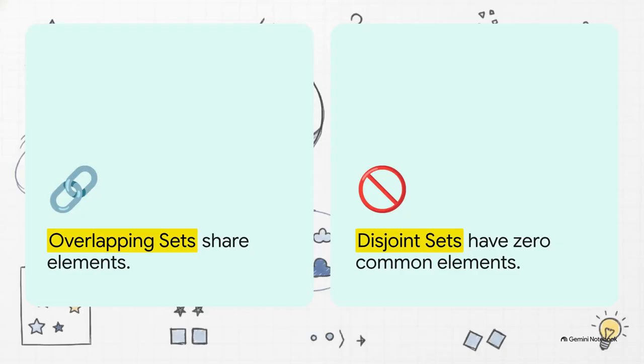When we compare sets side by side, we can also see if they share anything. Overlapping sets share at least one element, so if both sets contain the number 3, they overlap. If you picture a Venn diagram, these are 2 circles that cross over each other in the middle. Disjoint sets, on the other hand, have absolutely 0 common elements. A set of 1 and 2 has nothing to do with a set of 4 and 5. In a Venn diagram, these are 2 circles sitting completely separate from one another, never touching.